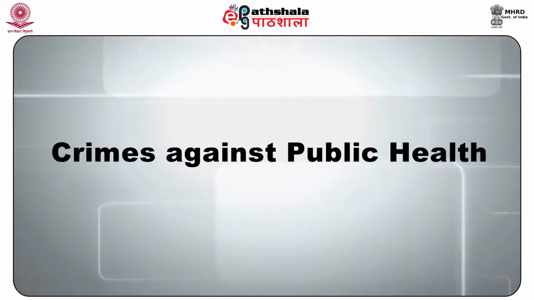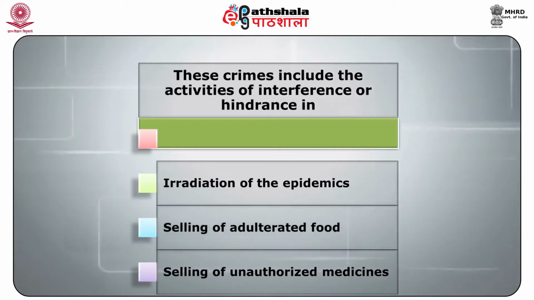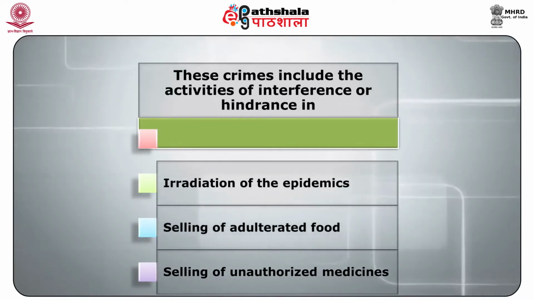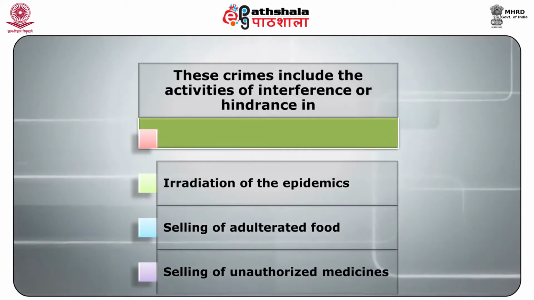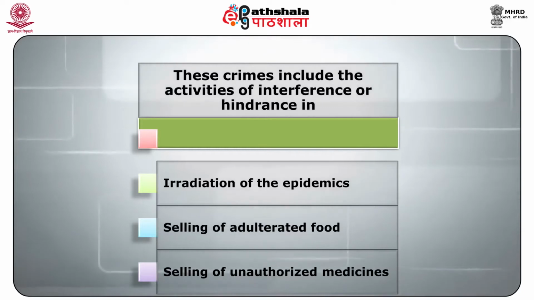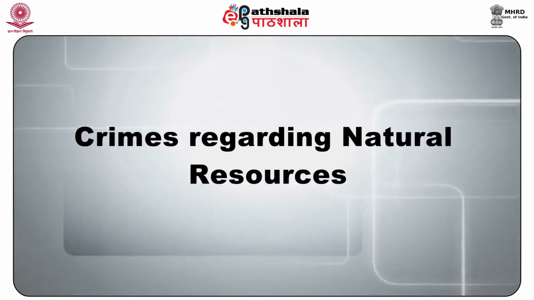Now, crimes against public health. These crimes include the activities of interference or hindrance in the eradication of epidemics, selling of adulterated food, and selling of unauthorized medicines. Next is crimes regarding natural resources.